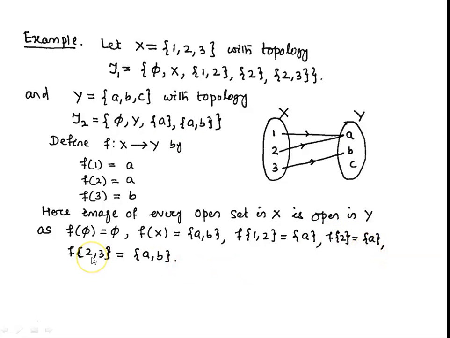And the last open set in X is set containing 2 points {2, 3}. And image of {2, 3} is {A, B}, and this set {A, B} is open in Y. So image of the last open set is also open in Y. So here we have seen that image of all the open sets in X is open in Y. So this mapping is an open map.